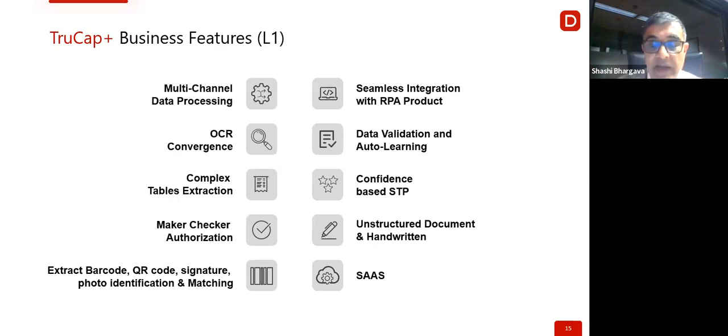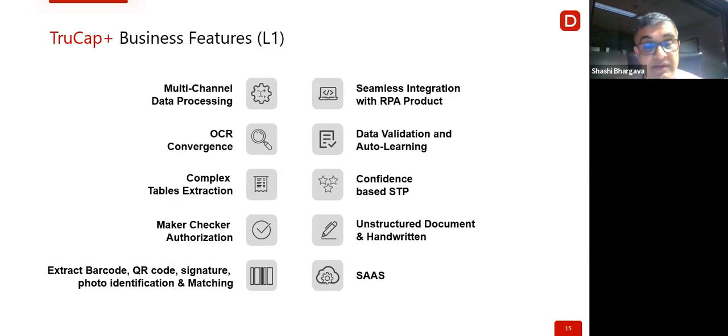We do have a data validation and auto learning feature. So you can put a lot of validation rules without doing much coding. It's just simply putting rules as you put in MS Outlook for setting up or routing your mails. You can simply go and put the rules like that, and the data validation happens.